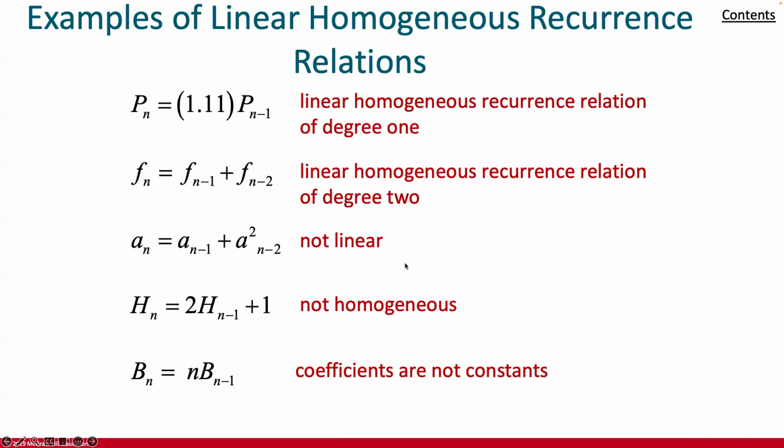We have a nonlinear homogeneous recurrence relation: a sub n minus 1 plus a squared a sub n minus 2. Non-homogeneous, where we have a factor of 2 that's added into it. And then finally, instead of having just a fixed value, we have a variable, and so the coefficients are not constant. These are all examples that get into what we're trying to explore in this part of this lecture.